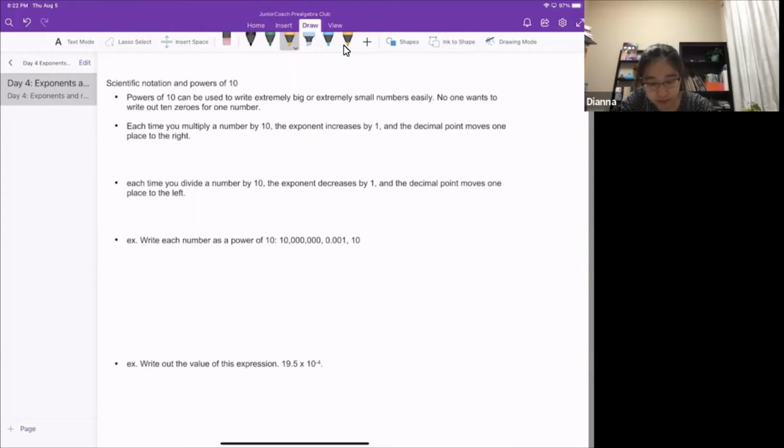And the decimal point moves 1 place to the right. First I had 10, and the decimal point is here. Now I have 100, so the decimal point essentially moved 1 place to the right, and now I have an extra 0. That's basically what it means. Next, each time you divide a number by 10, the exponent decreases by 1, and the decimal point moves 1 place to the left. Let's use 10 to the first again. 10 to the first power is 10, right?